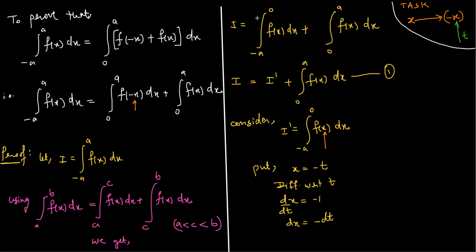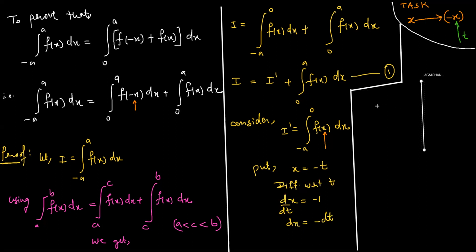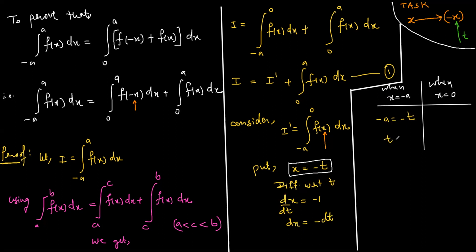The next step is I will now change the interval, change the limit. Why? Because the given limit is for x and we are writing it for t. See, it is negative a to 0, which is for x. I write here when x is minus a and when x is 0. So when x is minus a, I get minus a equals to minus t. So t equals to a I get.